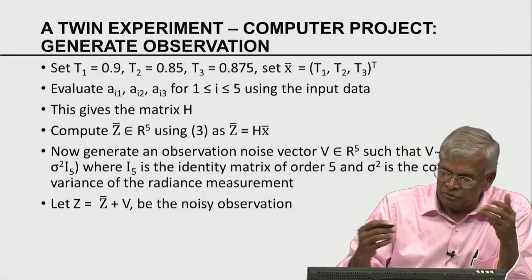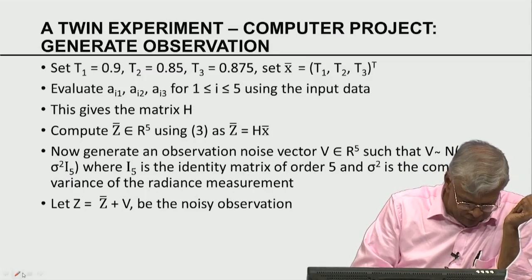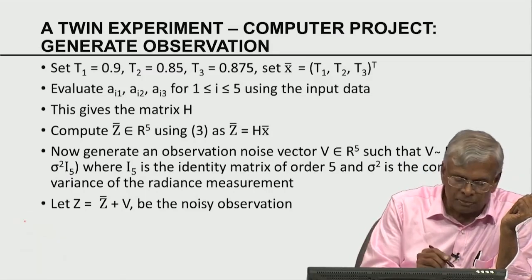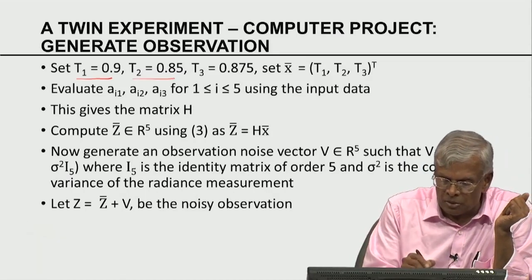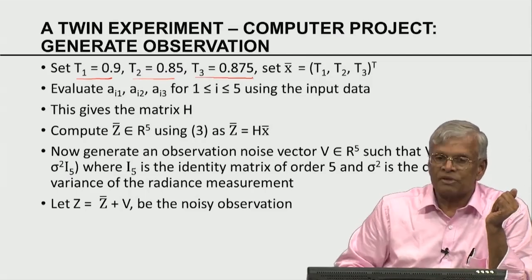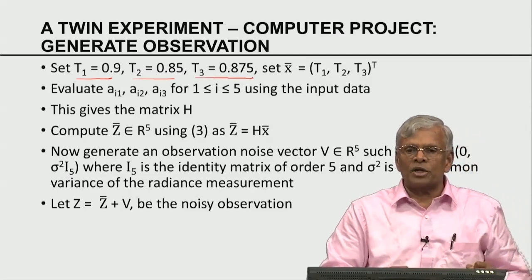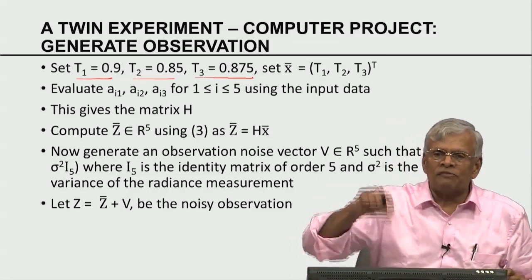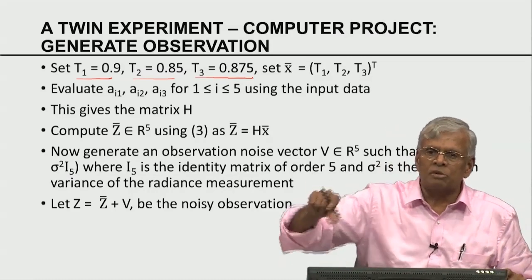So I am now going to go further. I am going to give you typical values. Let us pretend T1 is 0.9, T2 is 0.85, T3 is 0.875. What am I going to do now? I am going to solve a forward problem first. I am going to assume T1, T2, T3.